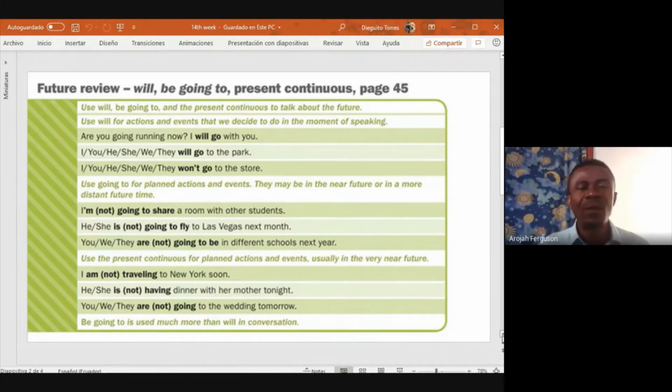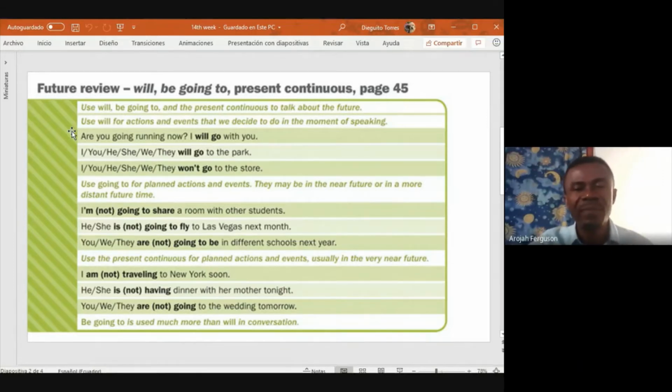Good. So let's go over it once again. We said that we use will or be going to in the present continuous to talk about the future. Okay, so use will according to the instructions in the book. Use will for actions and events that we decide to do at the moment of speaking. So the very moment of speaking, we can use will.